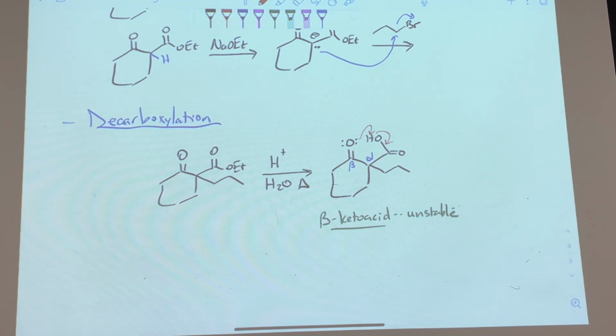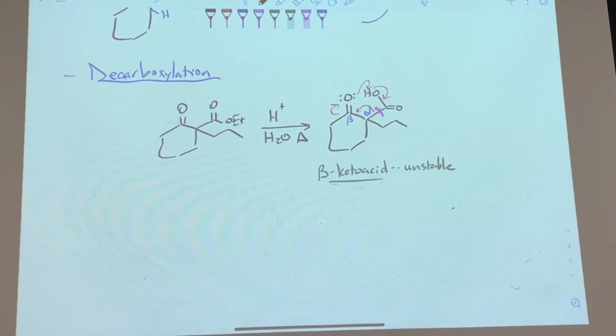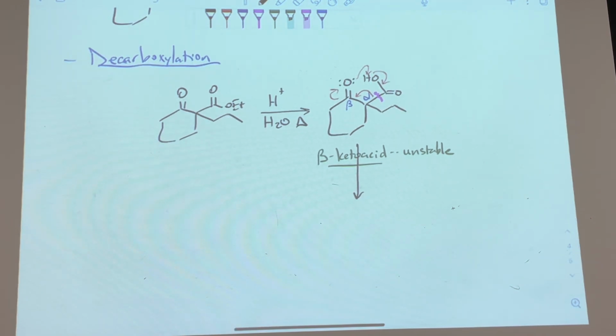That's going to cause that bond to break. This bond right here is going to break. The electrons of that bond get pushed into the carbonyl and back up onto oxygen. So after this circuitous flow of electrons, what you end up with is you end up losing the carboxylic acid as carbon dioxide, hence the name decarboxylation.